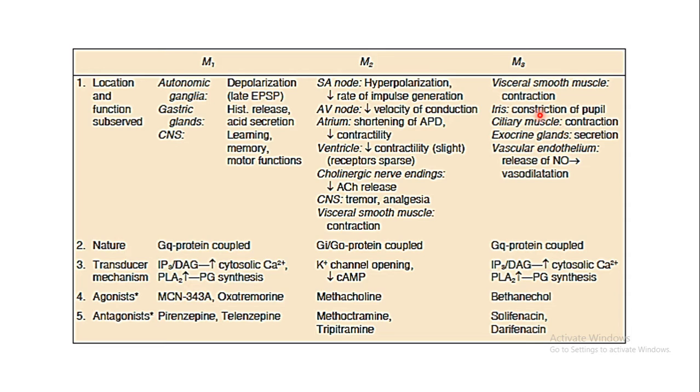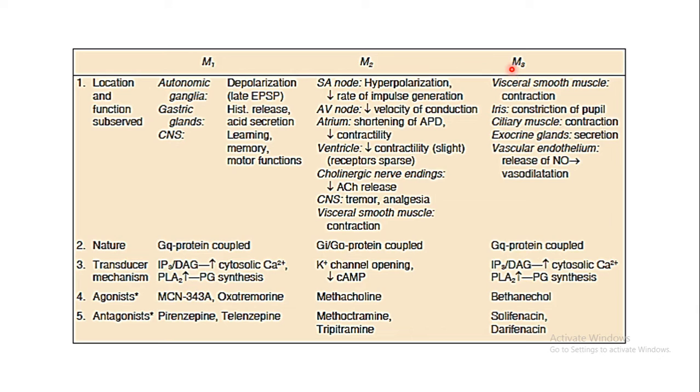Then the next subtype of muscarinic receptor is M3. Basically, M3 receptors are found in the visceral smooth muscles. So here stimulation of these M3 receptors will result in contraction of the smooth muscles. Also in the iris of the eye, M3 receptors are present. So here it contracts the circular muscle, the sphincter pupillae, and results in constriction of the pupil. So it will result in miosis. Also ciliary muscles in the eye have the M3 receptor, which results in contraction of the ciliary muscles.